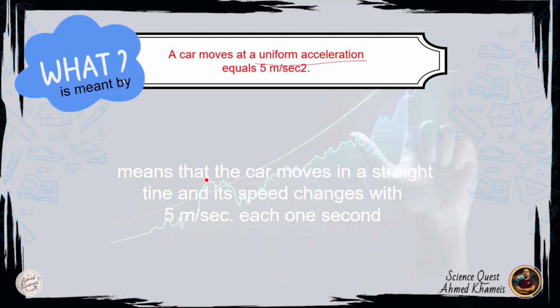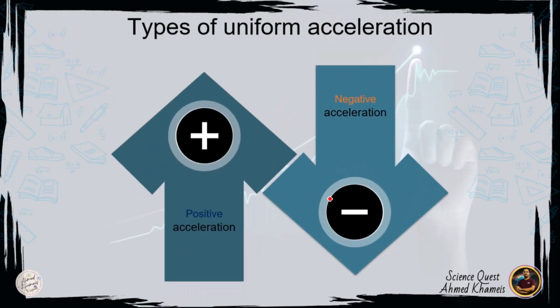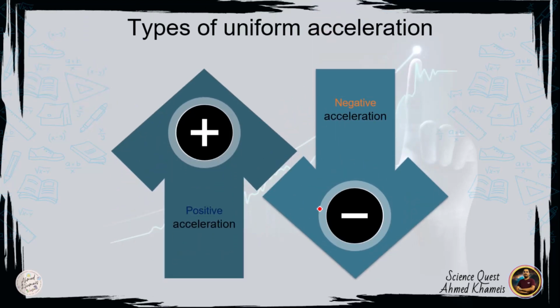So this means that the car moves in a straight line and its speed changes by 5 meters per second each 1 second. And the uniform acceleration has 2 types: positive acceleration and negative acceleration, or deceleration.